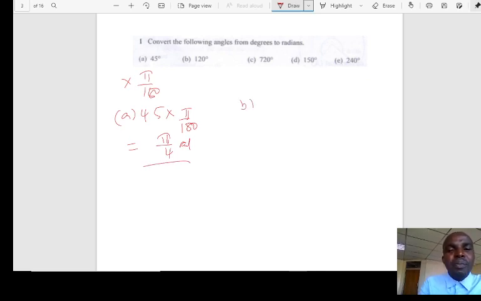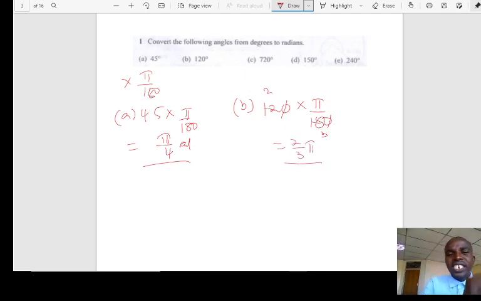Then second part, part B, 120 degrees to radians, you multiply by pi over 180. Then if you can simplify this one, 0, 0 cancel out. Then 12, 18, you simplify by 6. 6, 2, 6, 3. So it will be 2 over 3 pi radians. Done.